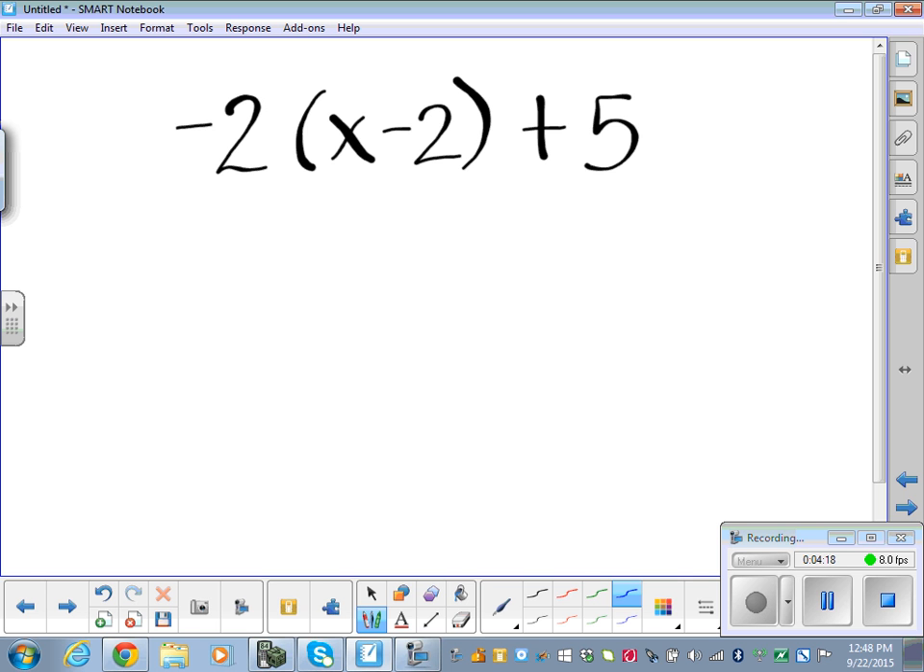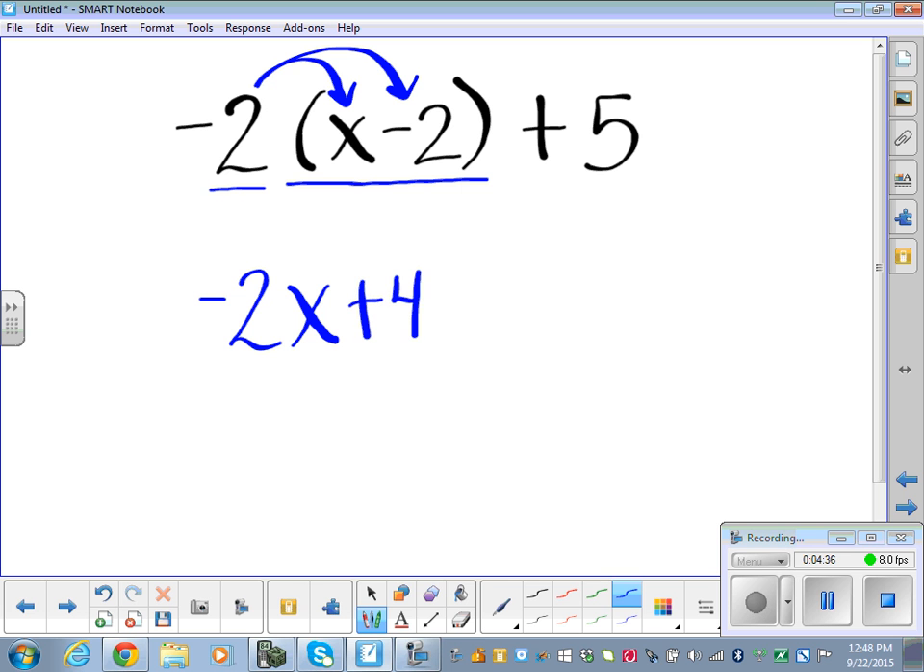Let's combine like terms here. Well, first of all, notice we have this negative 2 multiplied to all that stuff. So this means we've got to distribute it through. So negative 2 times x is negative 2x's. And then we have negative 2 times negative 2, very carefully, would be positive 4. And then we have this plus 5 out here, so plus 5. We distribute, and now we combine like terms, and then we'll put it in standard form.